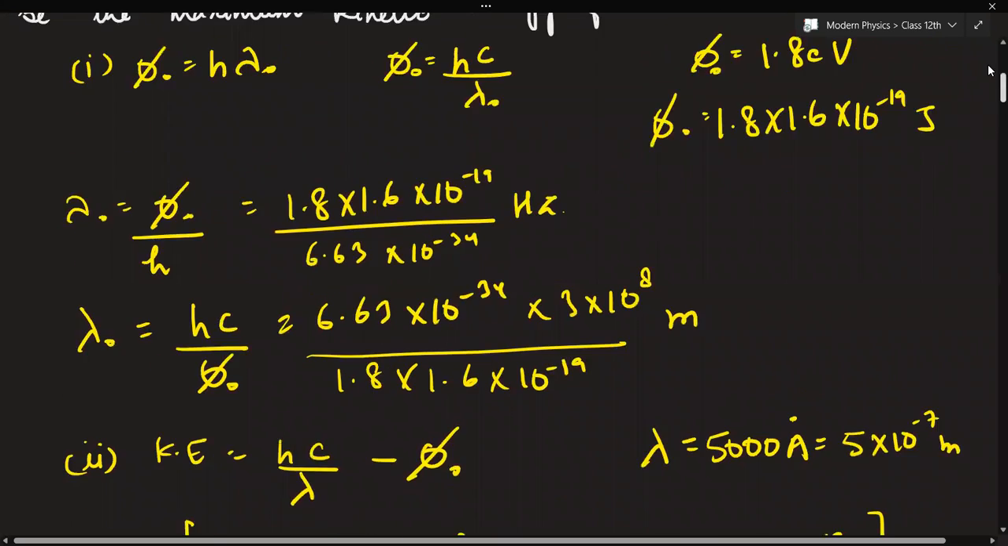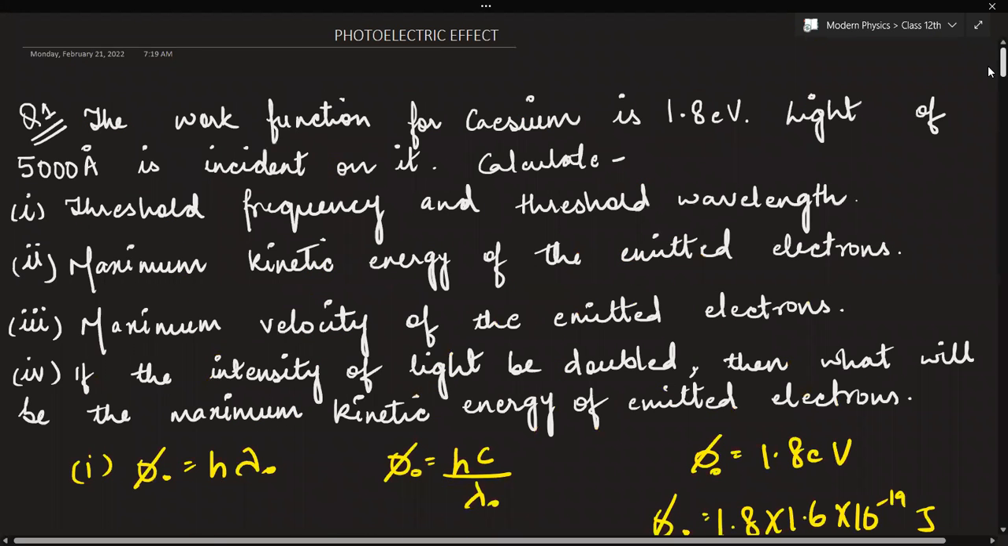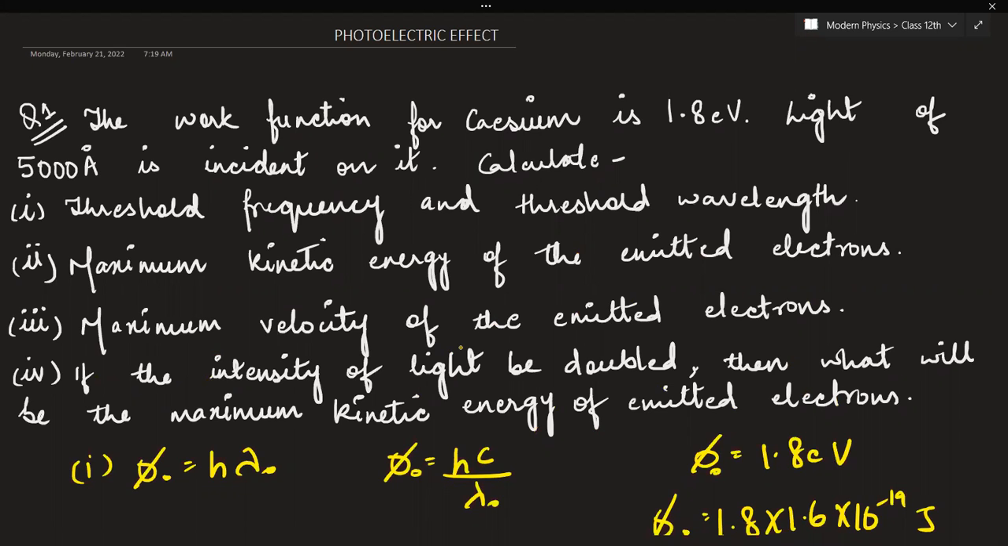And the last part says what? If the intensity of light be doubled, then what will be the maximum kinetic energy of emitted electron? This part all of you answer right now. If intensity is doubled, what will be the maximum kinetic energy? Twice, thrice, it will also be doubled, 4 times, what? What do you say? Salman, what do you say?